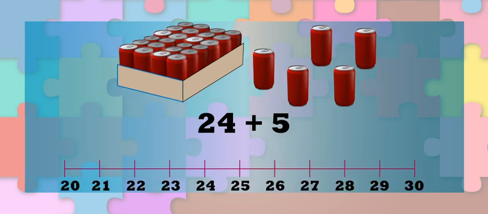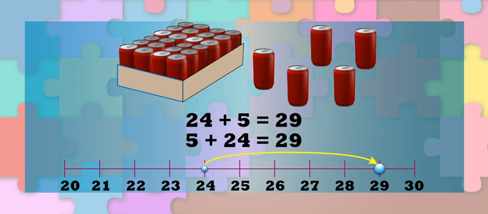Let's use a number line, like the one shown here. We use this number line to locate 24, as shown here. Next, we skip ahead by 5 steps to get to 29, as shown here. The result is these two addition equations. 24 plus 5 equals 29. 5 plus 24 equals 29.